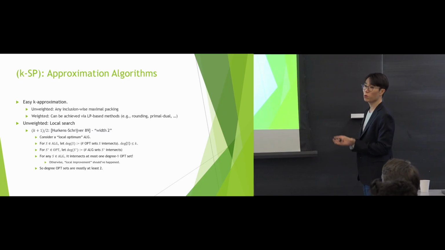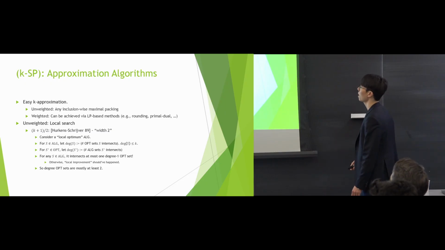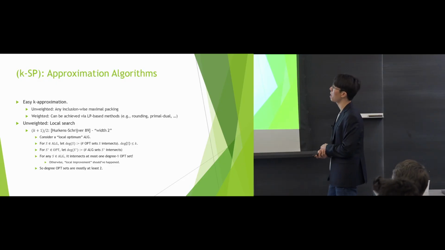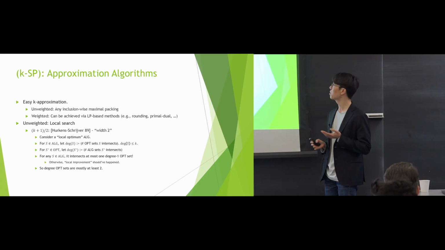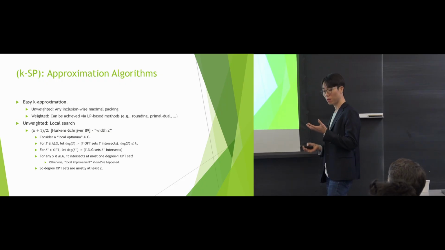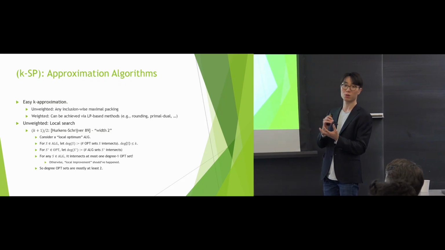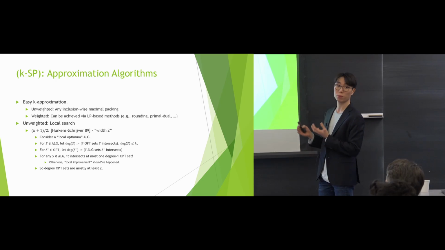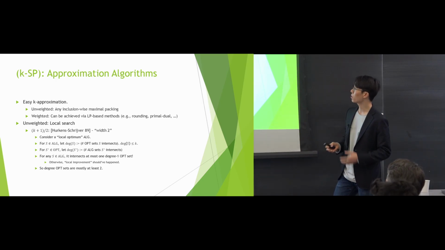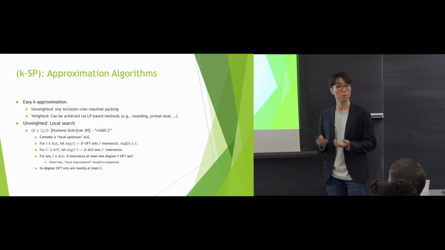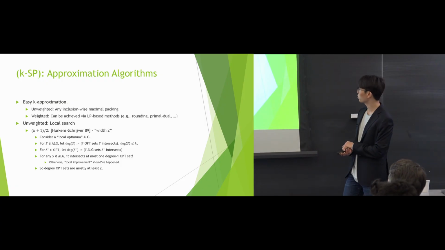So what is known about the k-set packing problem? One can easily get a k approximation for the unweighted hypergraph. Any inclusion-wise maximal packing will give you a k approximation, because if you have one hyperedge in your solution, it can kill at most k edges in the hypothetical optimal solution. For the weighted setting, it can be slightly more complicated, but it can be achieved by LP-based methods like primal-dual or LP rounding.